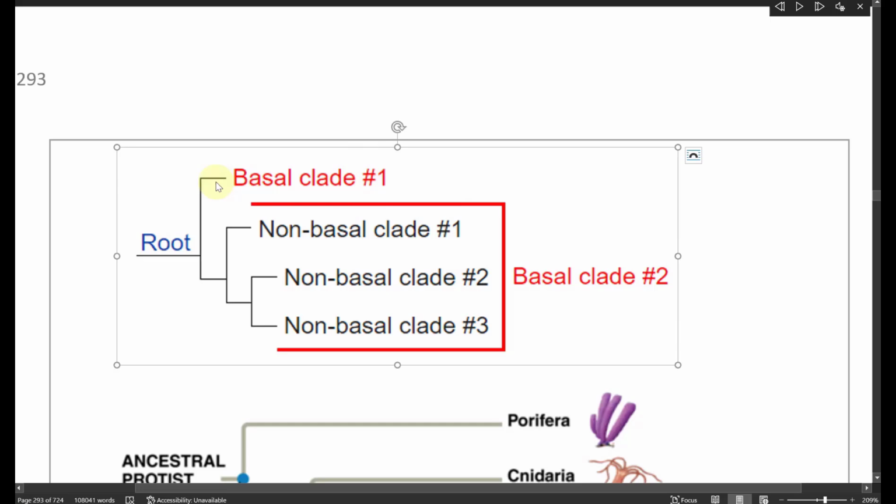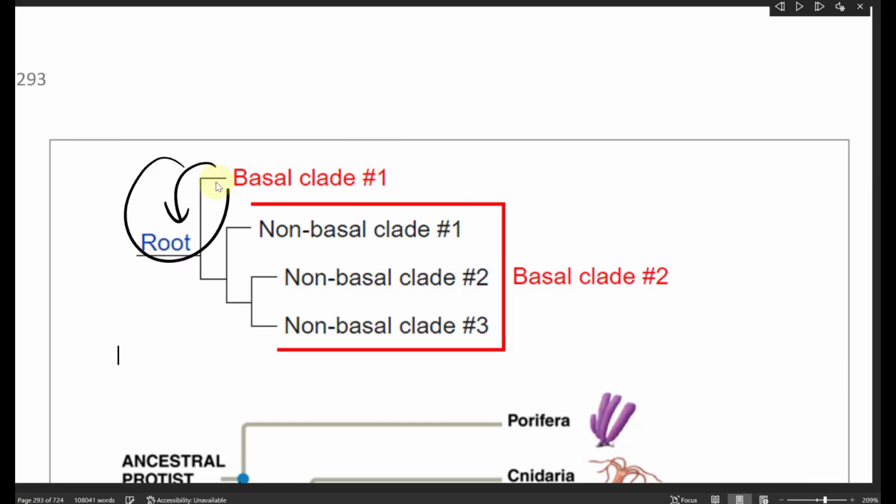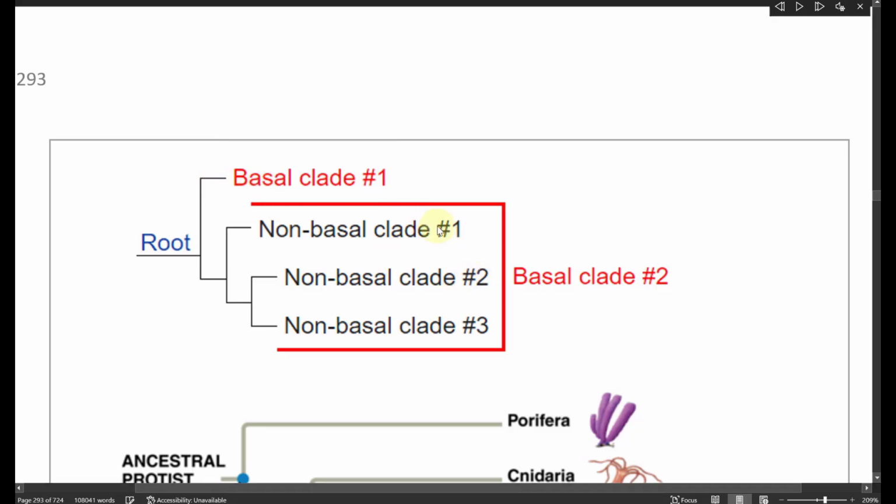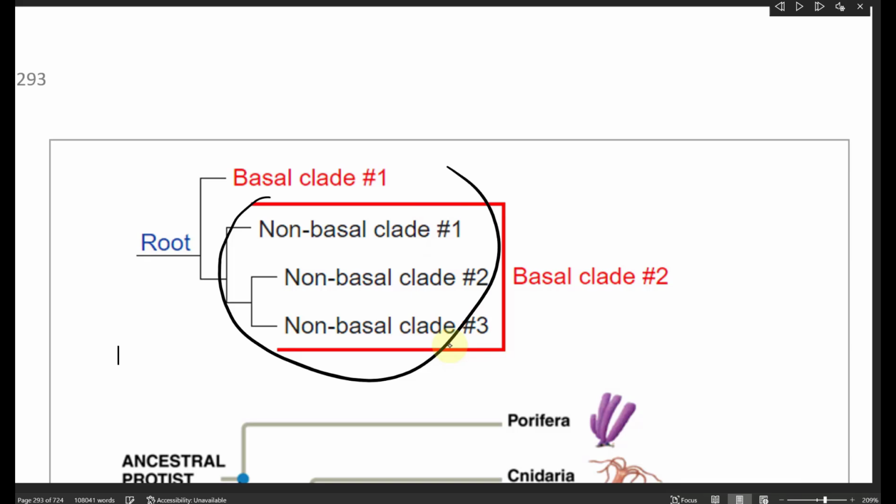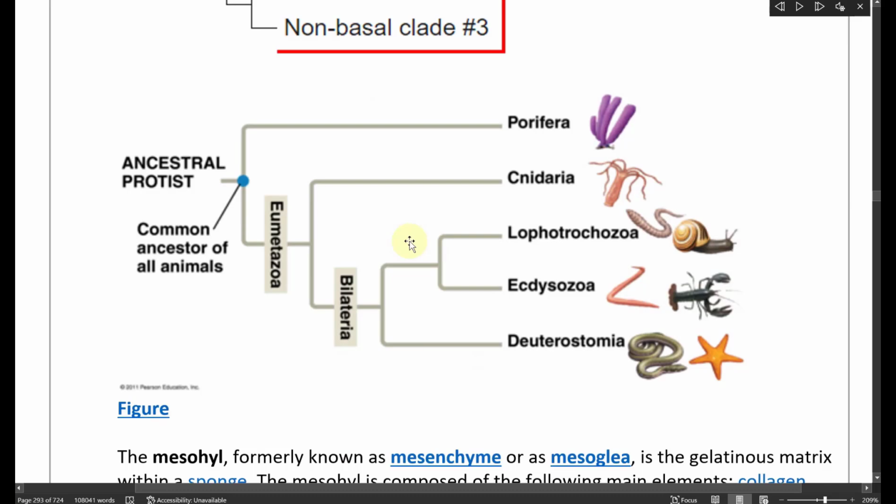So this grouping right here is connected right to the root, so that's right at the base. And then if you have separate ones, you'll have non-basal clade number 1, non-basal clade number 2, non-basal clade number 3. But if you group these all as one, then you have a basal clade number 2. Very fascinating stuff indeed.